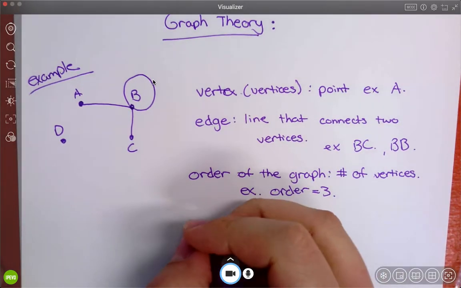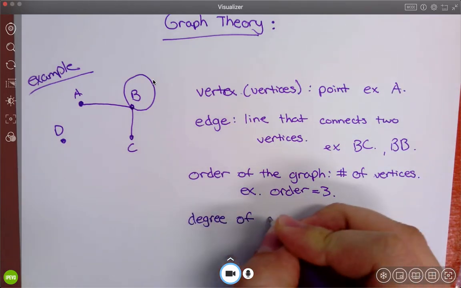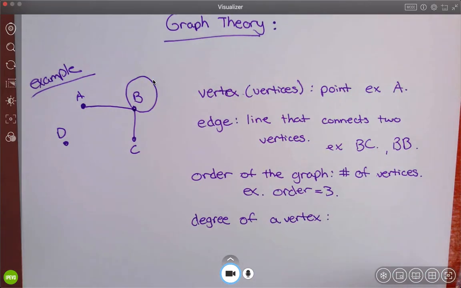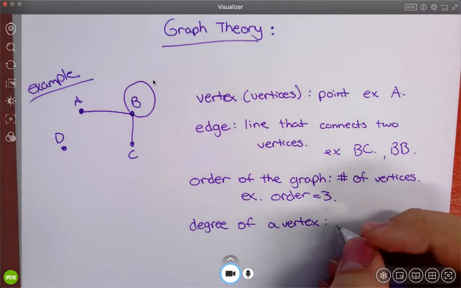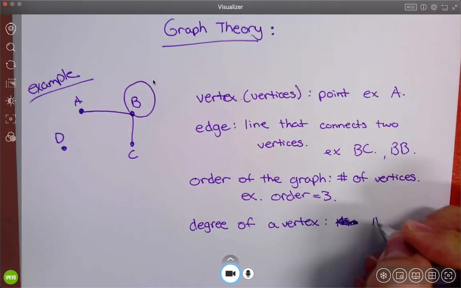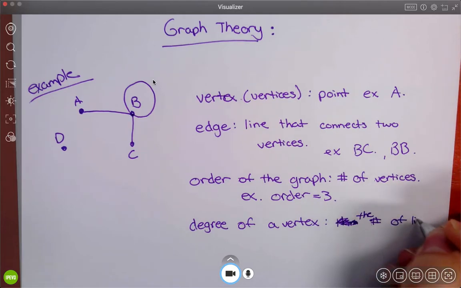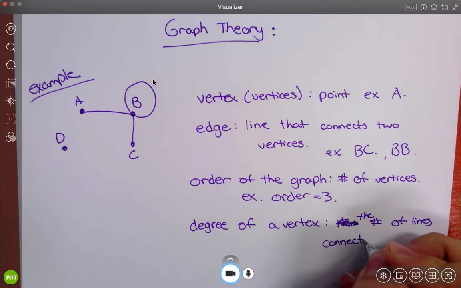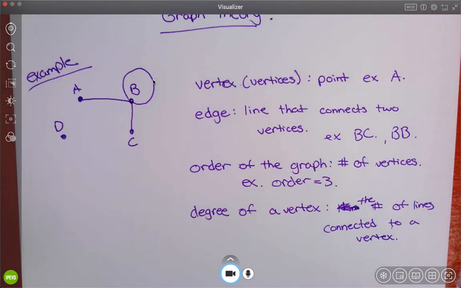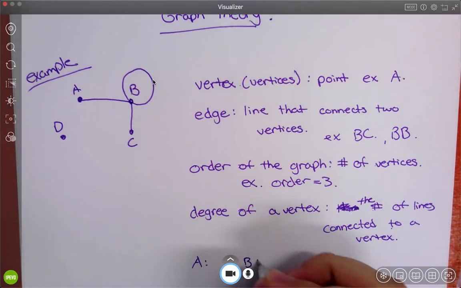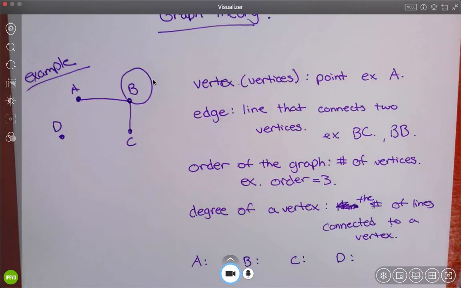And next we have the degree of a vertex. So what was a vertex? A vertex is a point, right? So the degree of a point, or the degree of a vertex, is how many lines leave or come to the vertex. Okay? So we'll say the number of lines connected to a vertex. Then what we're going to do is do it for A, for B, for C, and for D. Okay?